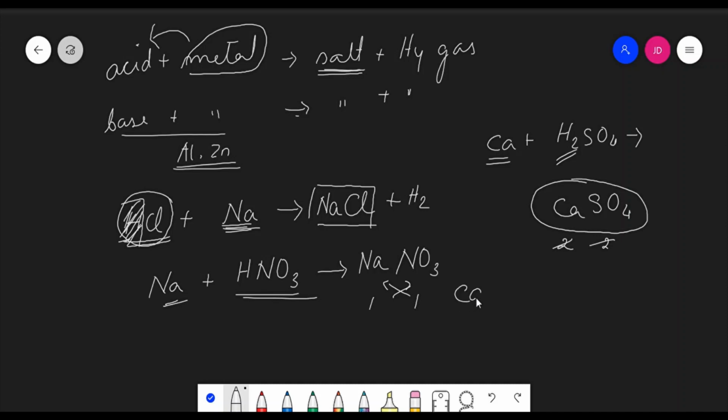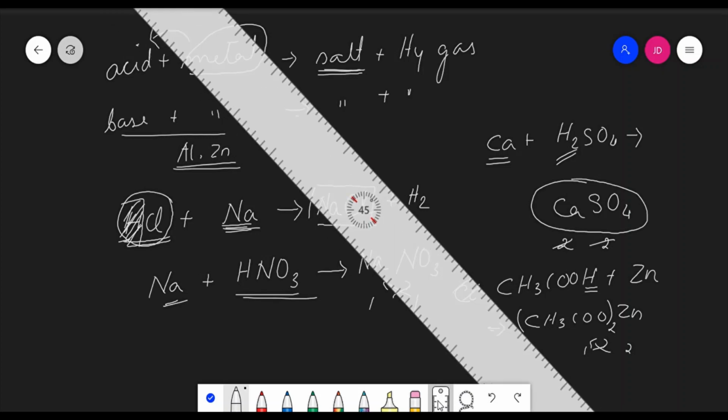You can try with this also. CH3COOH plus maybe zinc. Then what will you get? Here, remove the H, CH3COO, then place the zinc here. Because zinc valence is 2, it will come here. This is 2, this is 1. So I hope you got it. So this is a short method of how to write the salts.